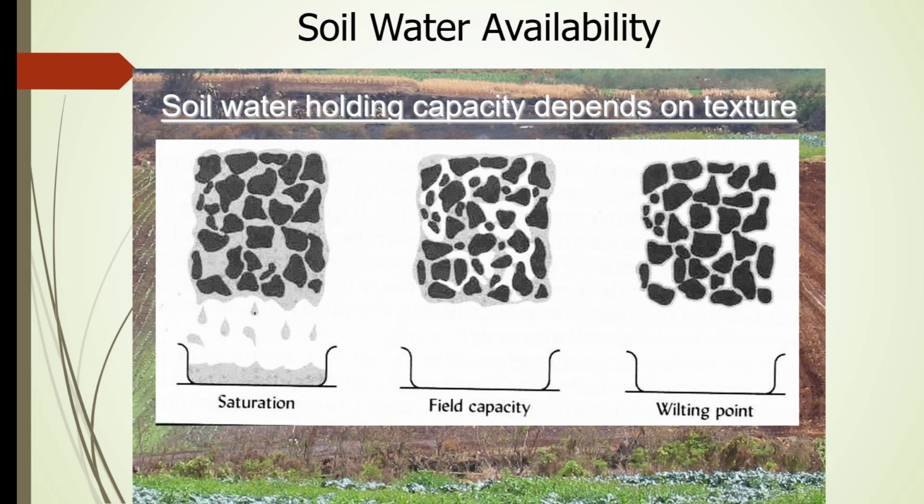So here we've got saturation, and then you've got the gravitational water coming through. Field capacity is where you've got a lot of water there. That's your plant available water. And then the wilting point, it's hard to see on this picture, but there are some gray areas right around the soil particles. That's unavailable water that is always going to stay in the soil.